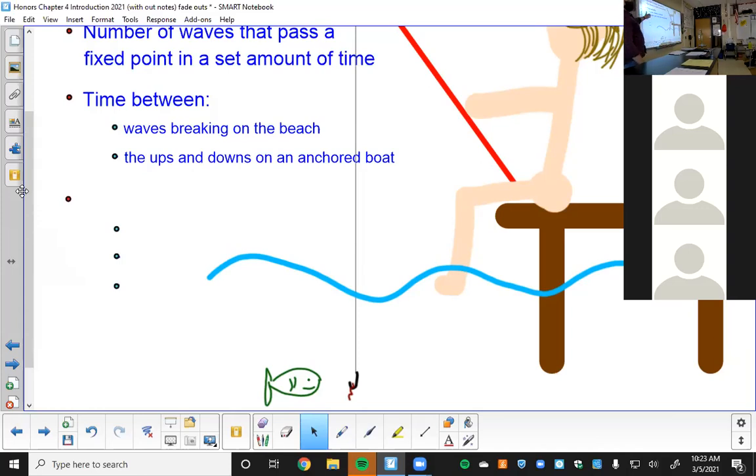Could be the ups and downs of an anchored boat. You're anchored somewhere on Lake Michigan and the waves come up and you're at the crest and then, whoa, they're back down and you're down in the trough and then back up again. How long does it take you to go from the top to the bottom and back up to the top again?